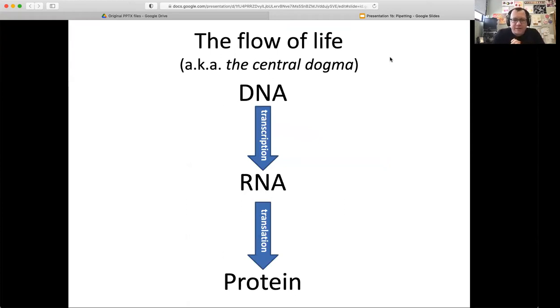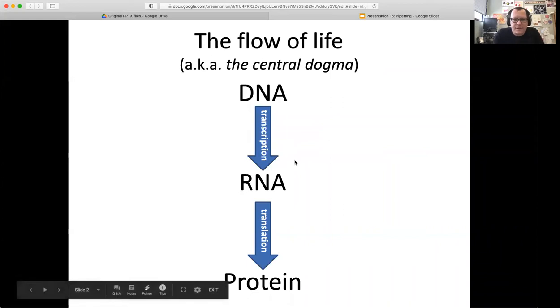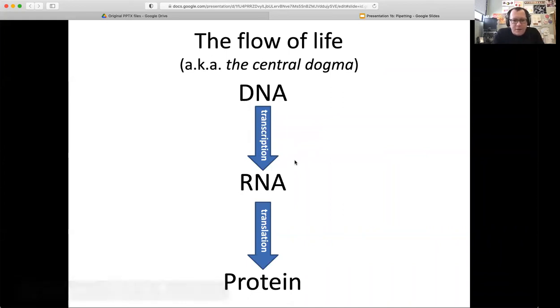Again, this is the central dogma of biology, or as I like to call it, the flow of life. Information is stored in DNA. That DNA is transcribed, or copied, into RNA as an intermediate, and then the RNA is translated into protein. Those are the three levels of life that we'll be studying in this class, and we'll talk more about that as we go along. I just want you to start having that process memorized.